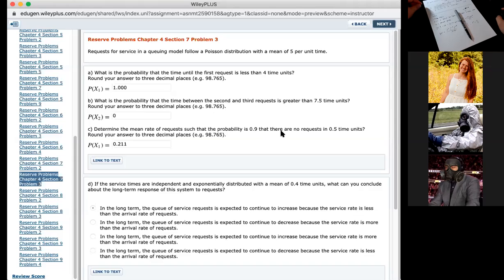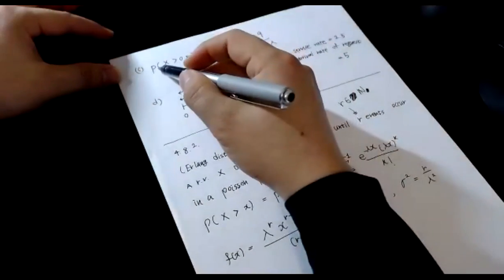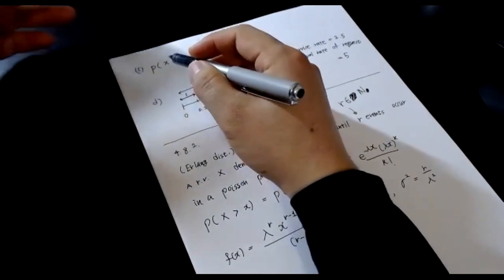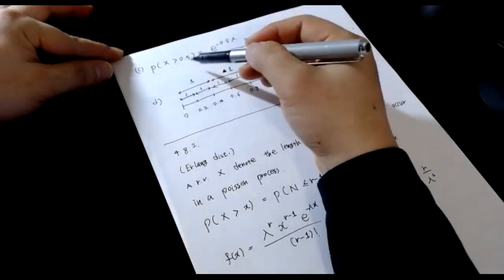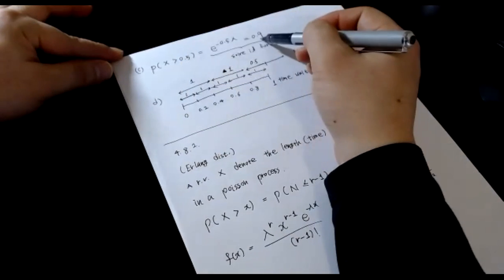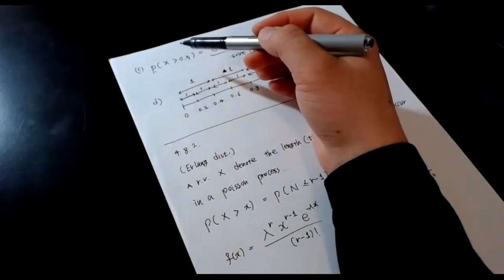And then 0.5, that's the time until the next change occurred, right? Expressing the question in mathematics, we can say the probability that x is greater than 0.5 is equal to 0.9. But we know that the probability that x is greater than x is equal to what?